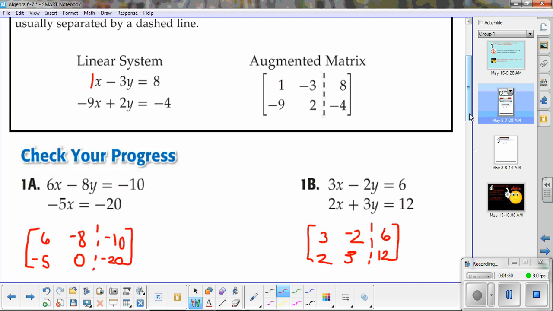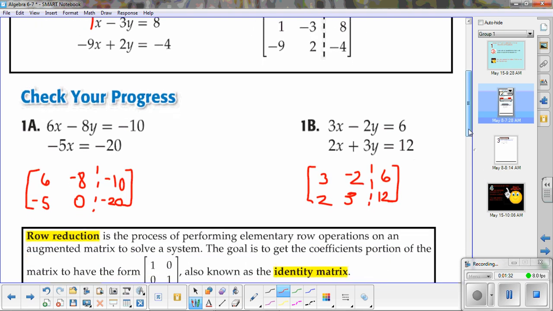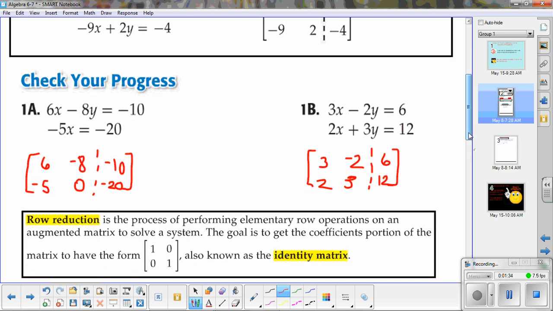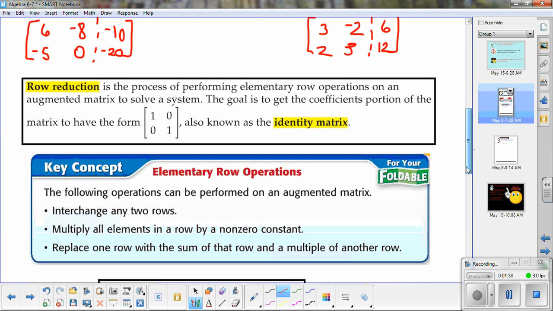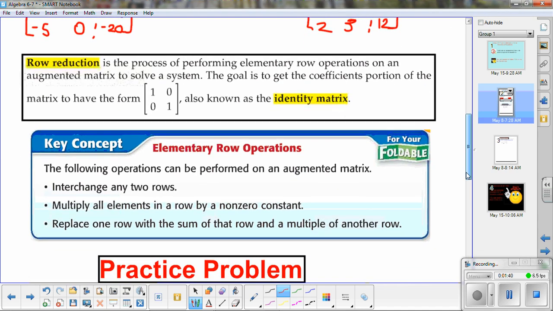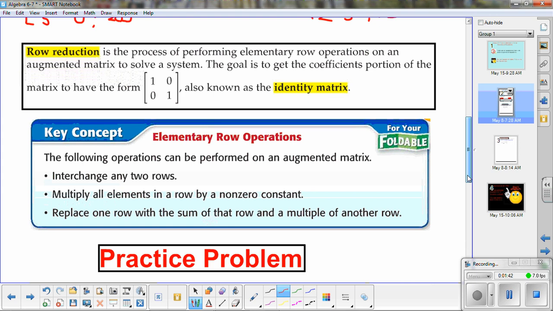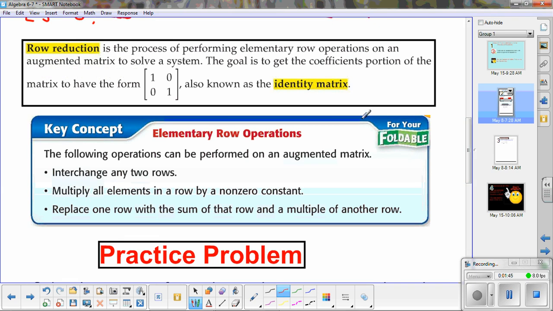All right, now that was the easy part of this lesson. The next part is a little bit tricky, but once you get the hang of it, it's kind of fun. It's almost like a puzzle. We're going to solve a system of equations using what are called elementary row operations. Basically, row reduction is the process of performing elementary row operations on an augmented matrix to solve a system.